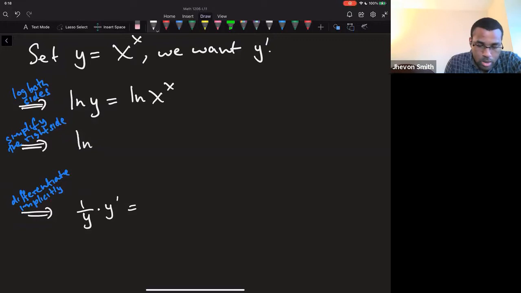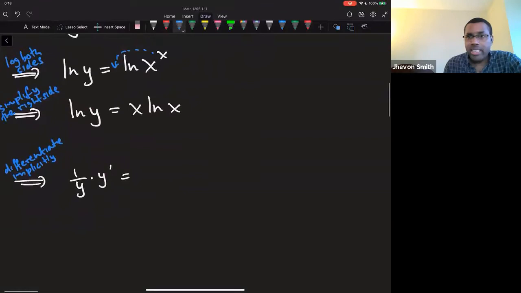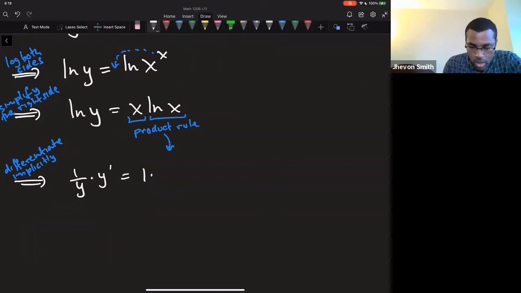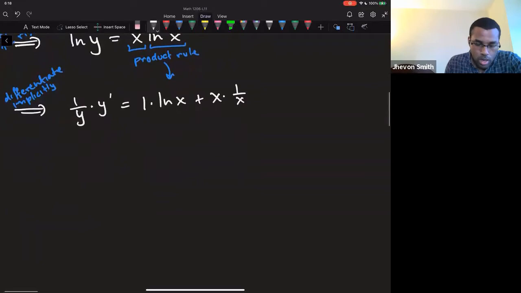So notice what I have now is I can actually take this power and move it down in front, right? Because that's a log rule. I can do that. And now x ln x is something I do know how to differentiate. That's just a product rule, right? So you have two functions here. We can just apply the product rule. So I differentiate one, leave the second, plus leave the first, differentiate the second. And so that's just ln x plus one.